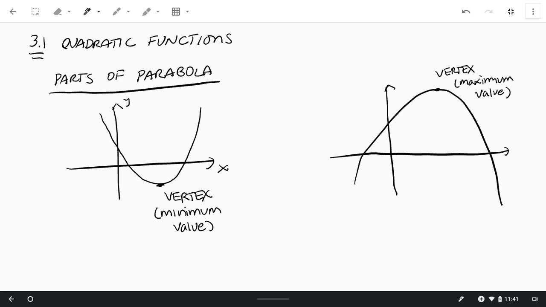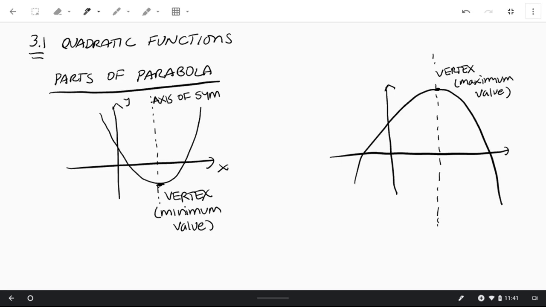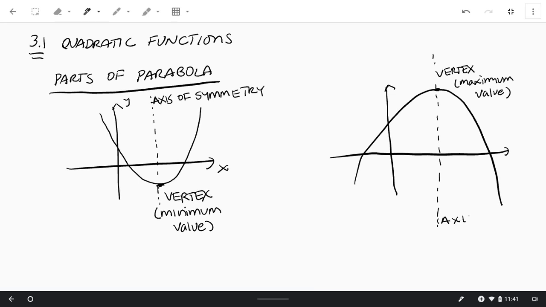We also have this sort of imaginary line that goes through the vertex for both of them. This imaginary line slices the parabola in half so that it is symmetric. So we call this the axis of symmetry. Same thing with the one on the right, axis of symmetry.